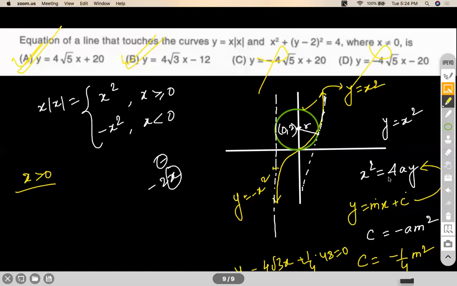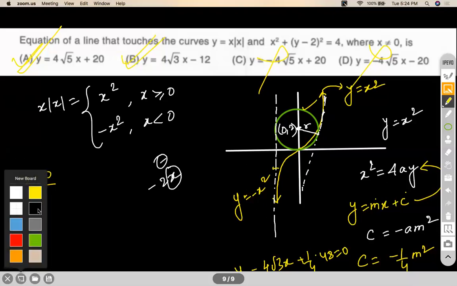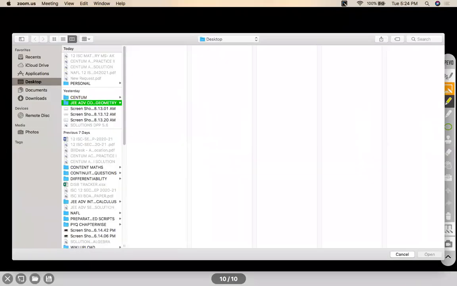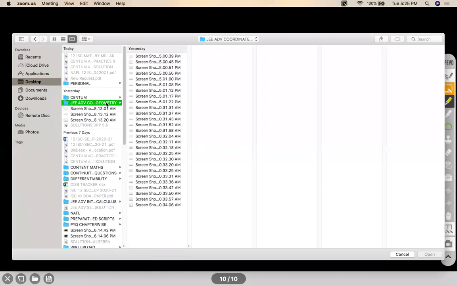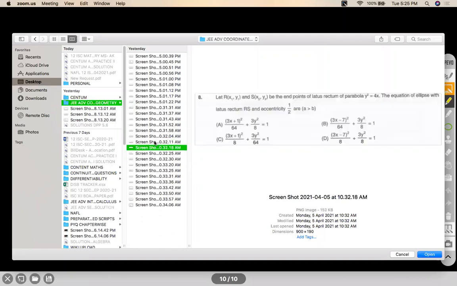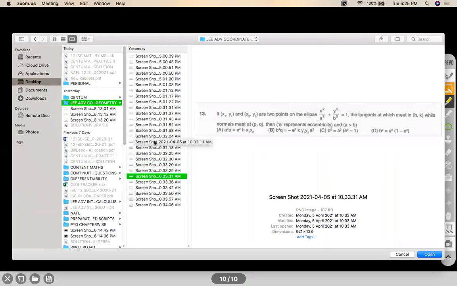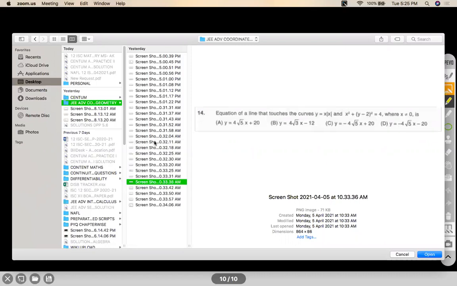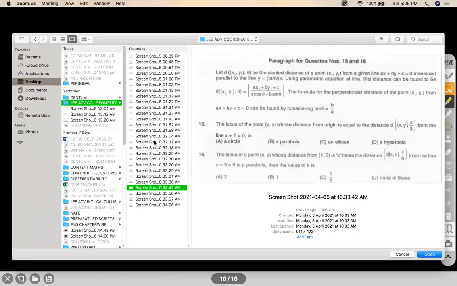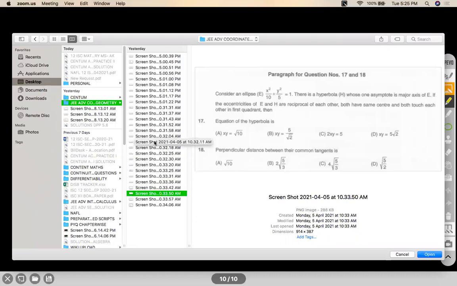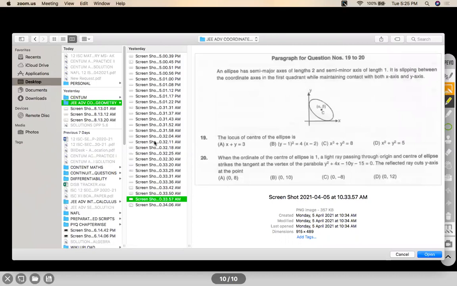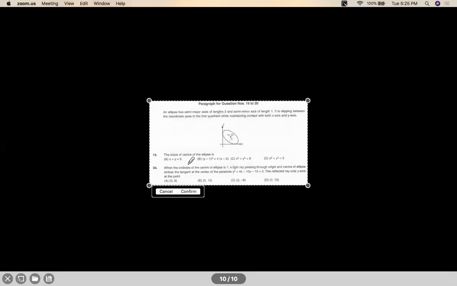Okay. So a quick recap of our condition of tangency for our standard parabola case. So let's now move on to the next question. We did this question. Okay, so we'll take this one.